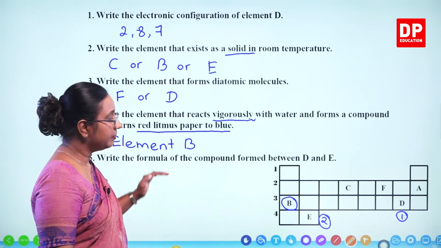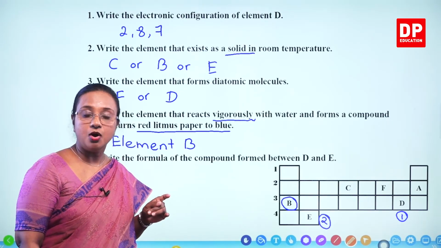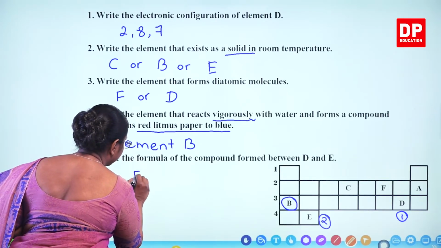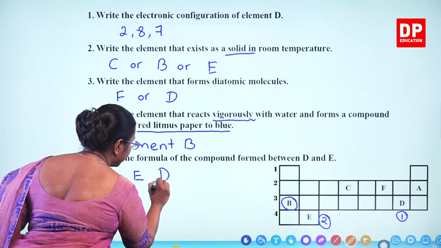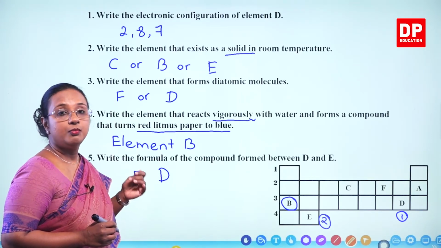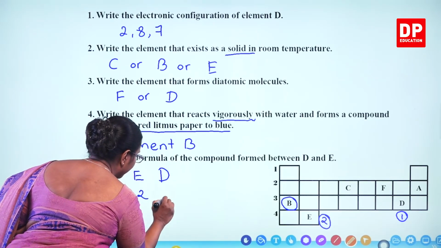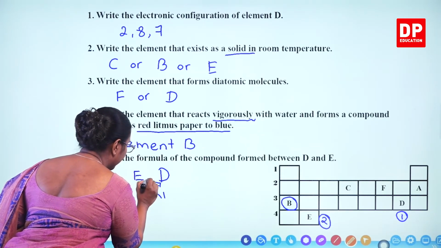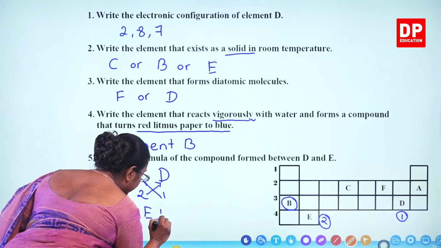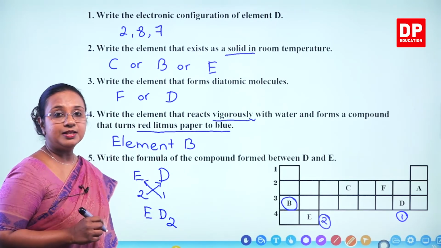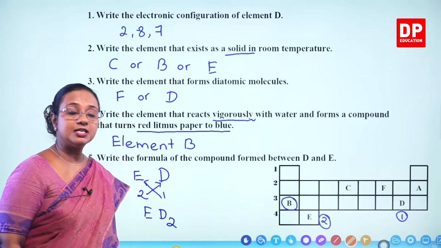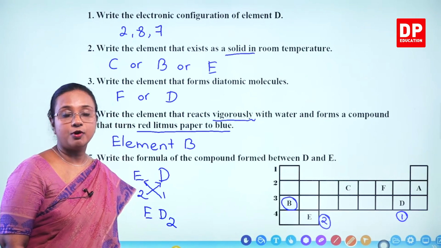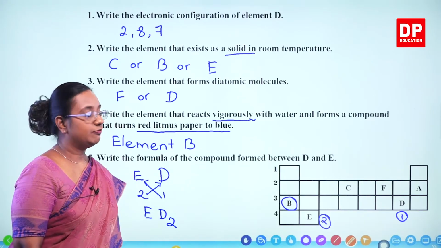So, what do we do now? We have to write the elements in order. Normally, we write the metal first. So, we have to write element E first. Then we have to write element D. Then we need to write the valencies of the two elements, 2 and 1. And then the next step, we have to exchange the valency: E, D, 2. Do we need to write the 1? No. We don't have to write 1 because it's understood. ED2 is the chemical formula of the compound formed between D and E.